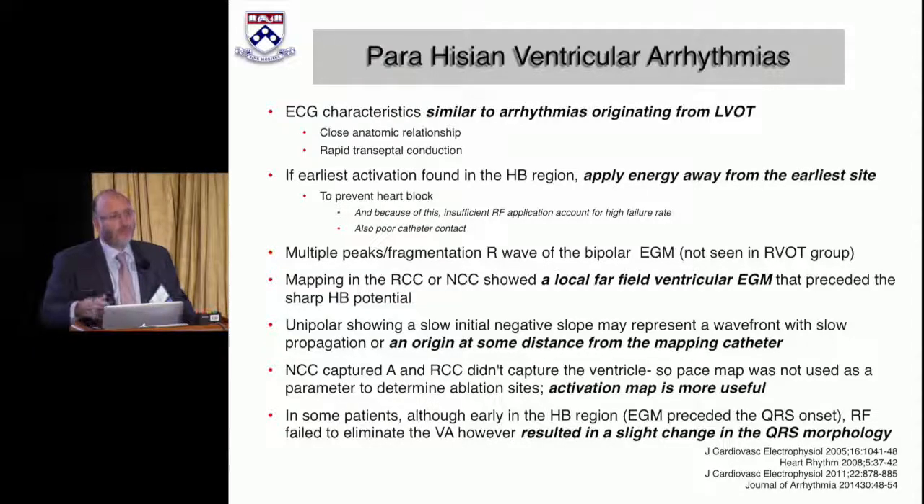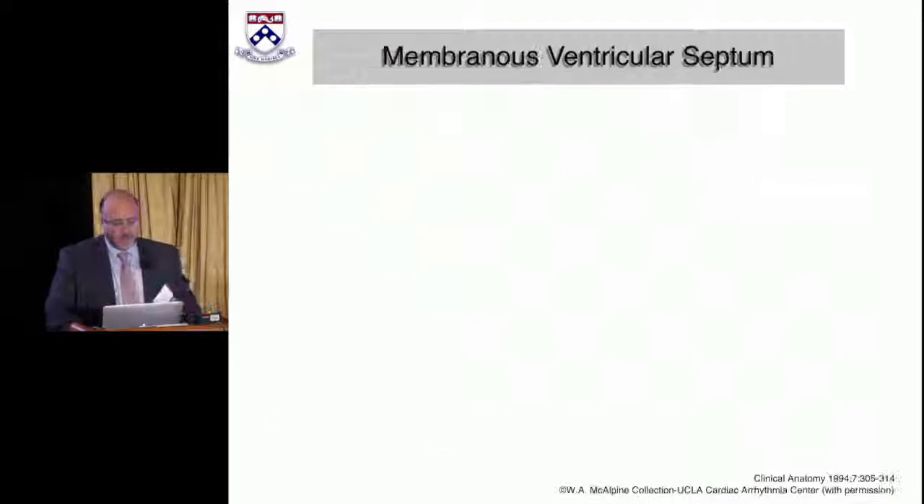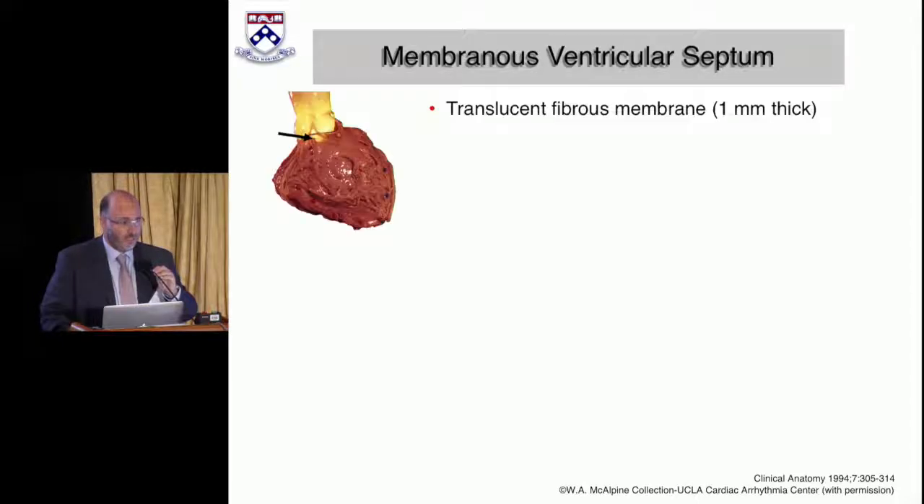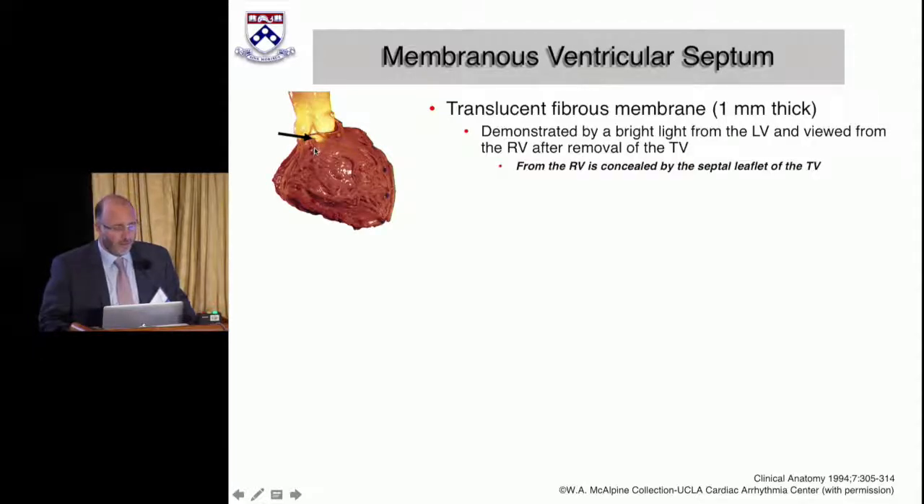In most of these papers, initial application did not suppress the PVC, but it changed the QRS morphology, which means to me that we're changing the exit, which means we're not on the perfect spot of the origin of the focal arrhythmia. So when we talk about parahisian, we need to understand what we're talking about. And the key concept here is membranous ventricular septum. And what is the membranous ventricular septum? It's this translucent piece of membranous tissue that you can transilluminate from the left ventricle, and you see it on the right ventricle. And it's this area between the right and the left coronary cusp.